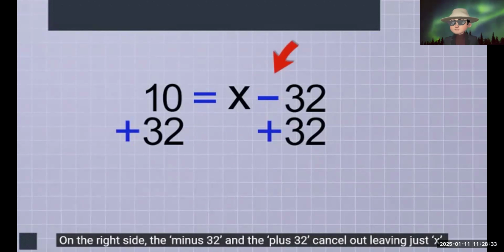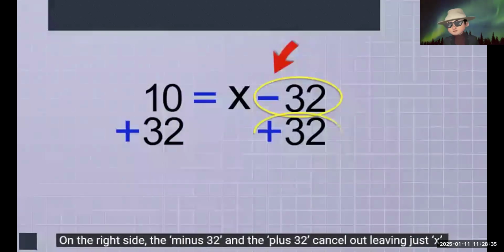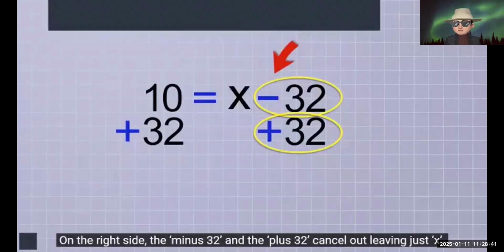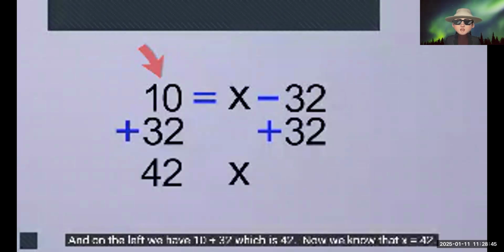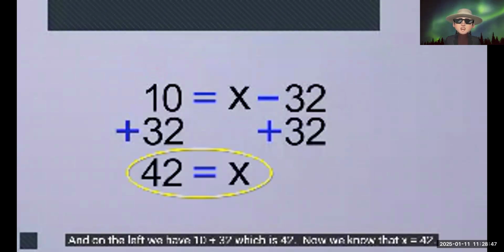On the right side, the minus 32 and the plus 32 cancel out, leaving just x. And on the left side, we have 10 plus 32, which is 42. Now we know that x equals 42.